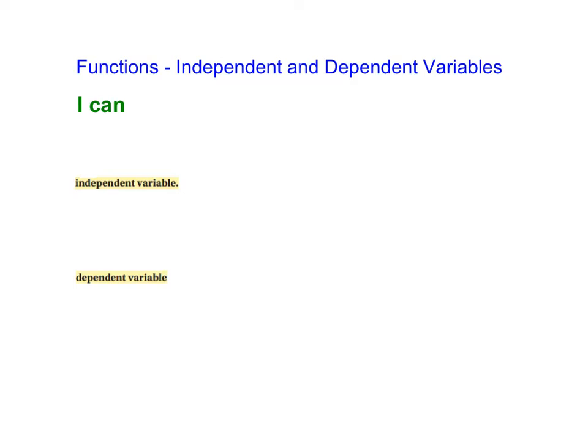We want to spend a few minutes talking about independent and dependent variables. You're going to talk about this in my class this year. You're also going to talk about this in science. These sort of go together. Math and science are related. They use each other quite frequently, okay?